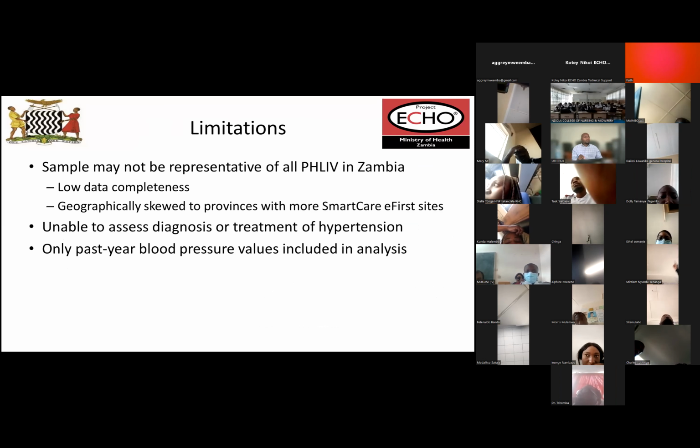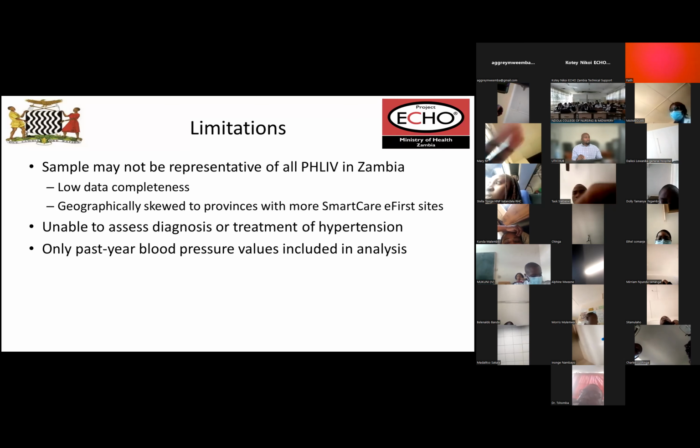Next. The limitations, obviously, to the study were that the sample was not representative of all people living with HIV in Zambia, and the data was not very complete, and there was a skewness towards the provinces that were using IFE sites, which is Lusaka and Southern Province. And it only looked at a 1 year period. And so those were the limitations of this study. Next.